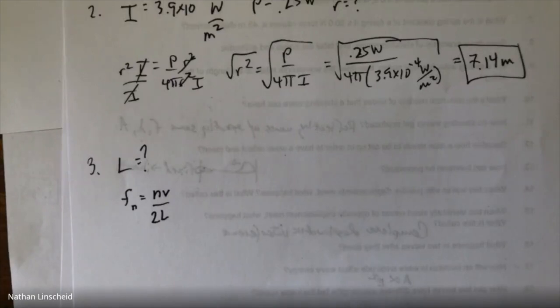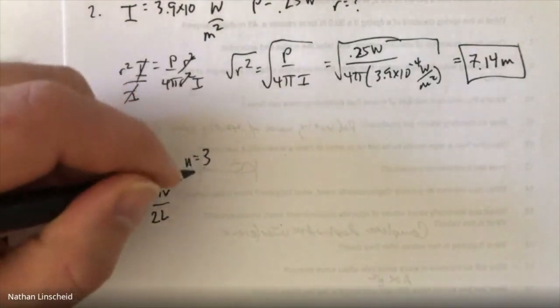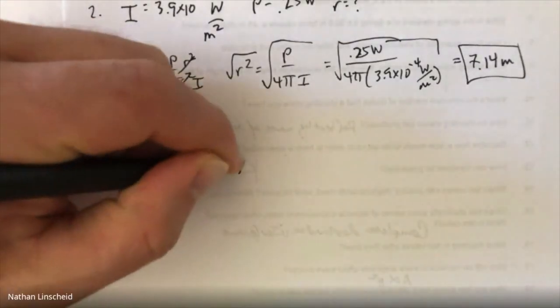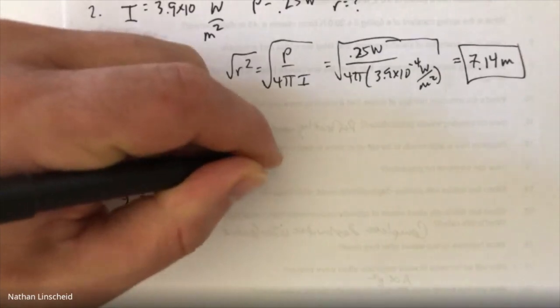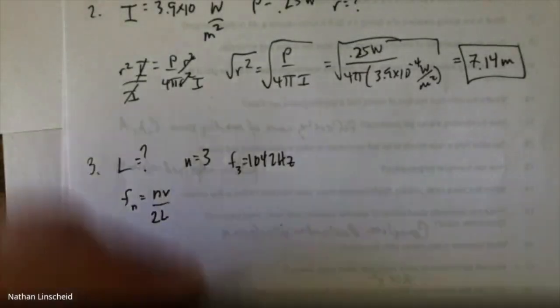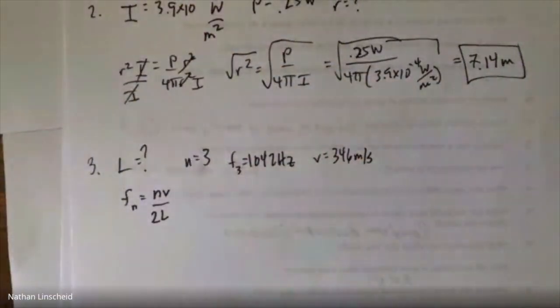This one says that we are looking for the third harmonic, so that means N equals 3. And that frequency is 1042 hertz. Assume the speed of sound is 346 meters per second, so that's V. All right.